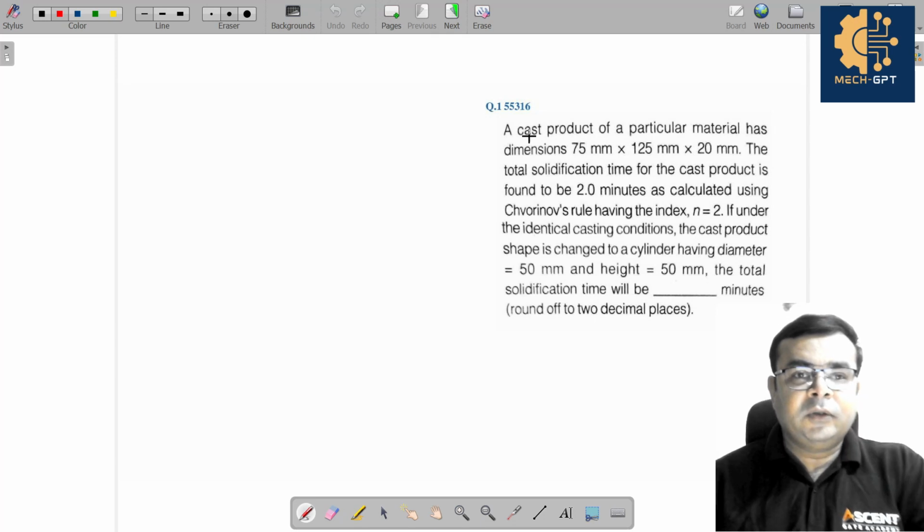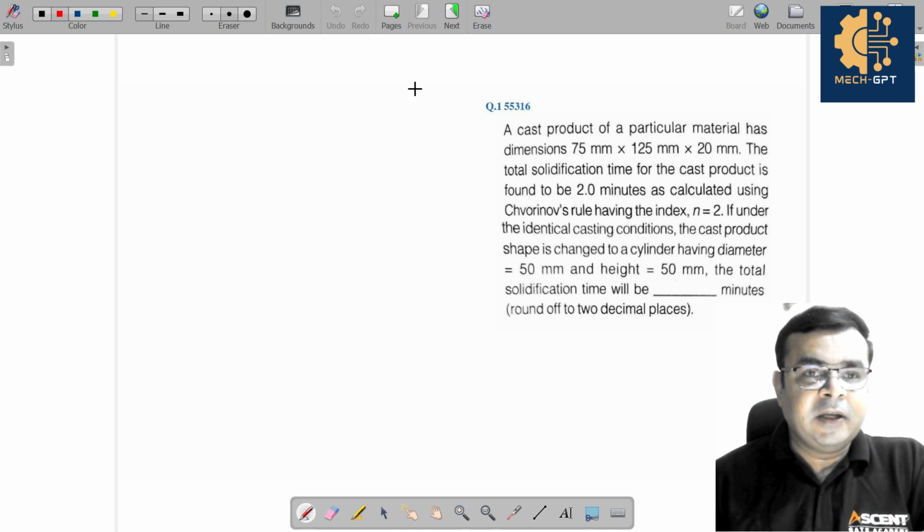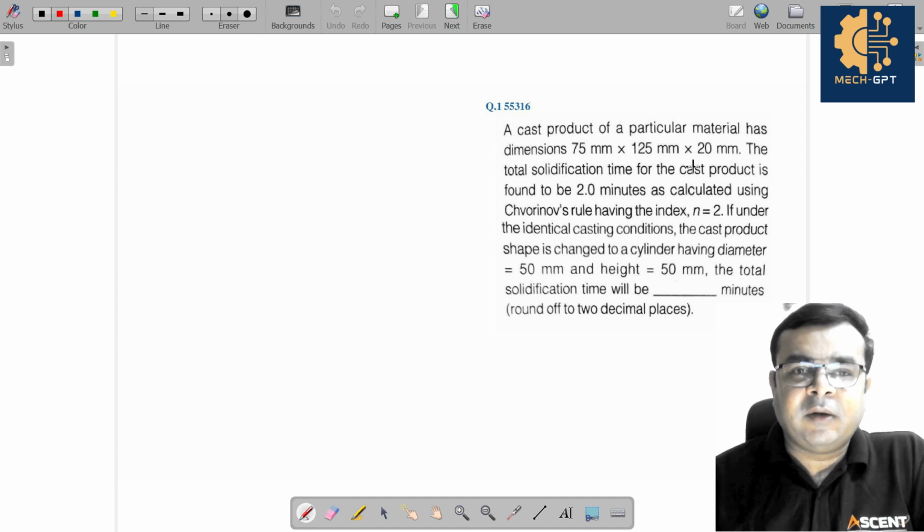Hello everyone. So let's see some questions from GATE exam in metal casting process. So the first question: you can see a cast product of a particular material has the dimensions of 75 mm cross 125 mm cross 20 mm.